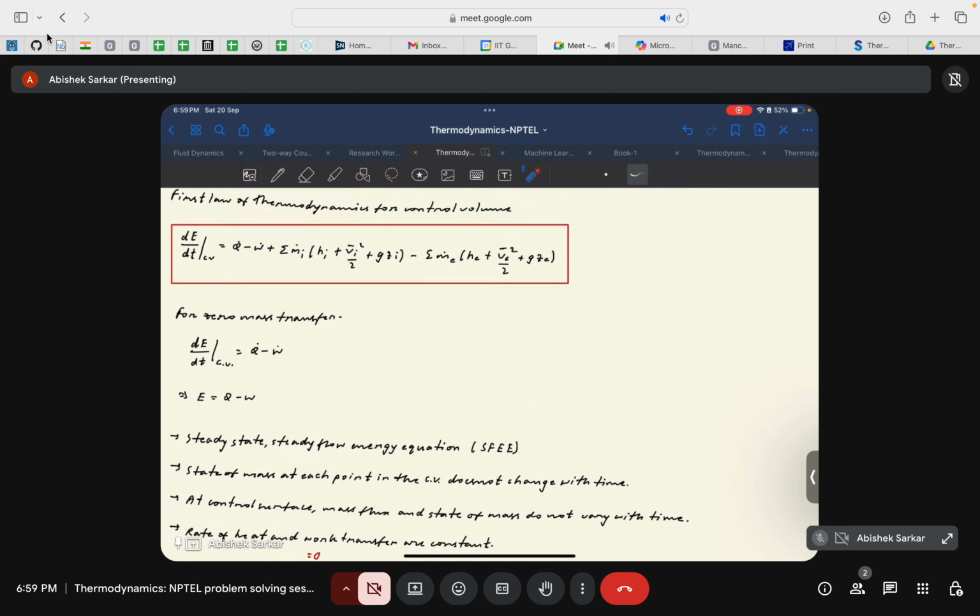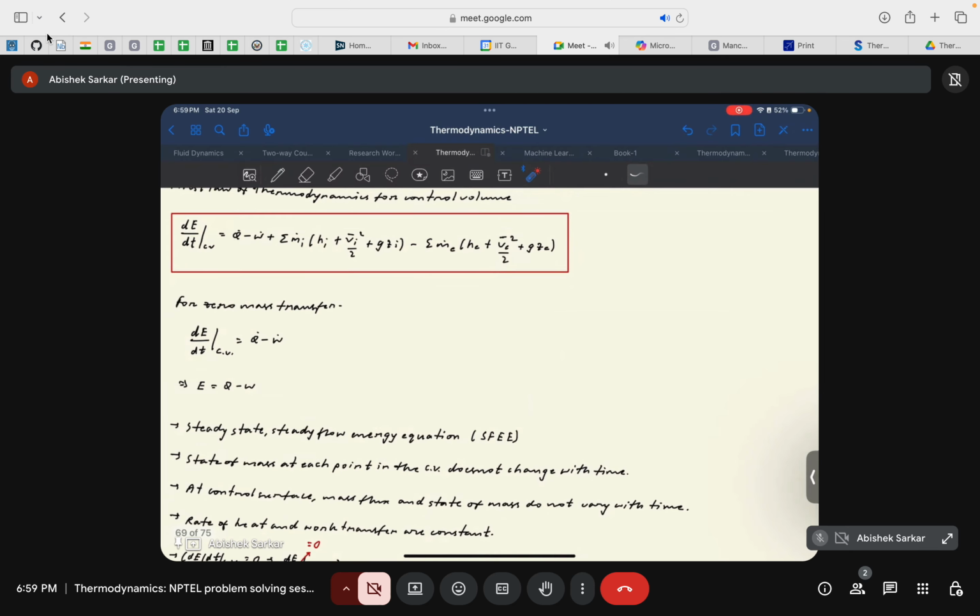Most of the problems that you will see in today's discussion are about steady flow systems. As you can see, if you discuss steady flow, then this term will become equal to 0. So let us go step by step. That form of the equation, where the rate of change of the energy of the control volume is equal to 0, or basically the system is at steady state, is known as the steady flow energy equation, or SFEE.